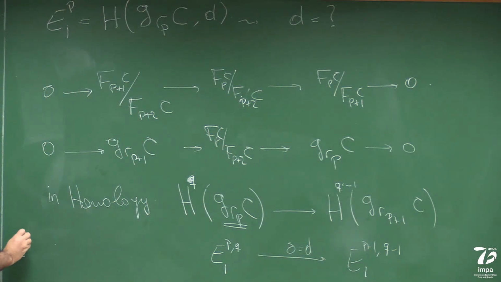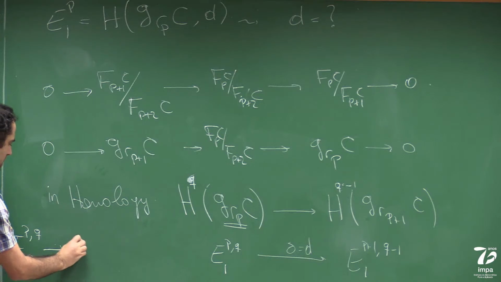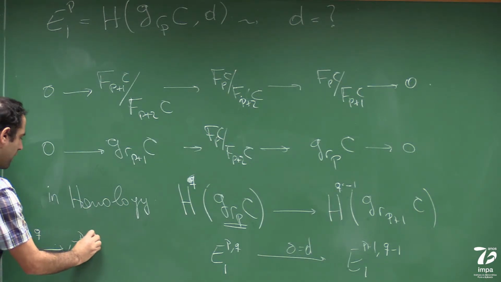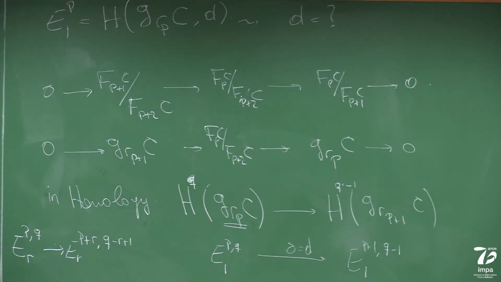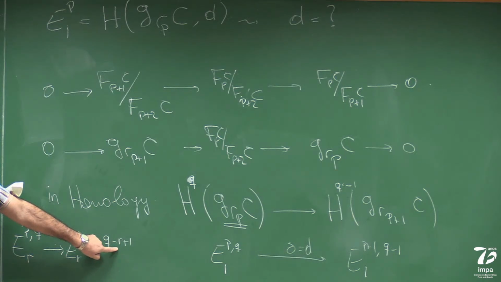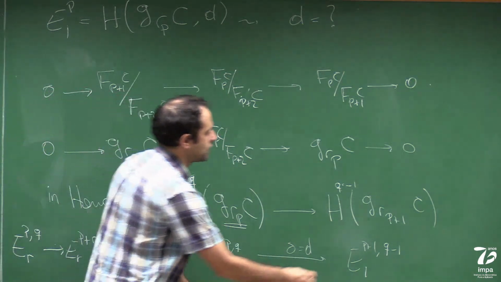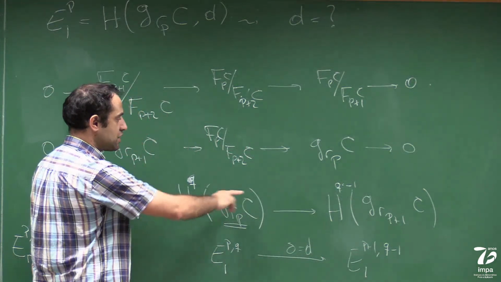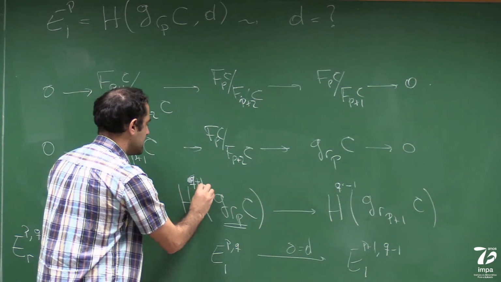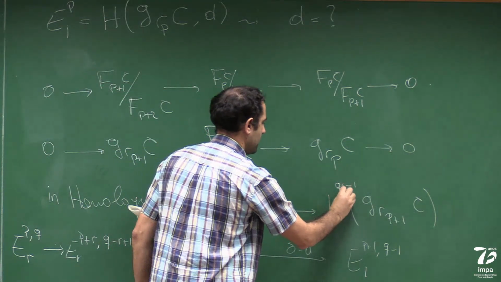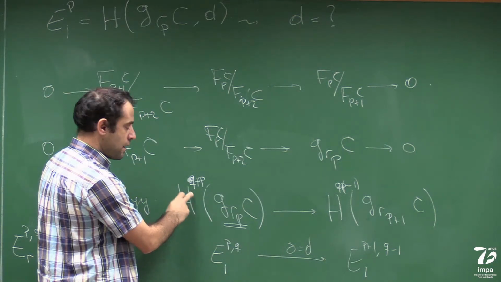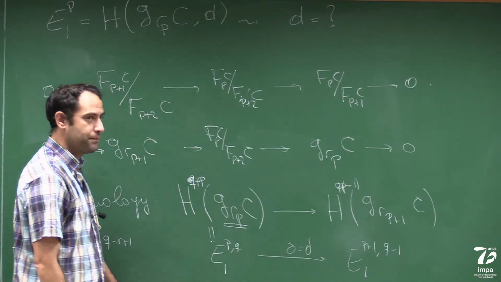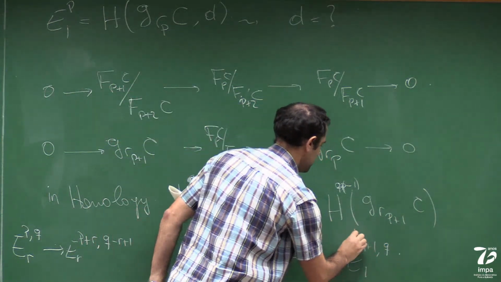Because remember that what I required is that the differential in E_r goes from E_r^{P,Q} to E_r^{P+r,Q-r+1}. And for r equal to 1, this should be horizontal. So this Q should be stable, and this is not happening here. So the only way to shift this to make it work is to add P itself here. So if I add P itself here, and I define this to be E^{P,Q}, then this is that.